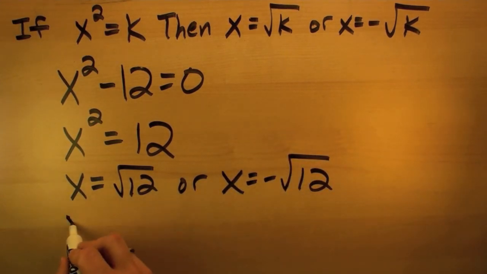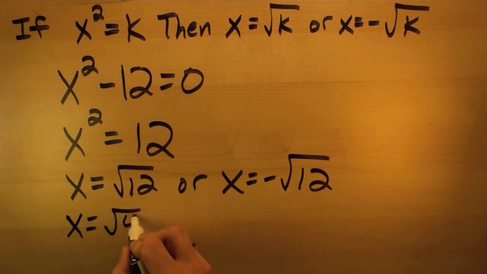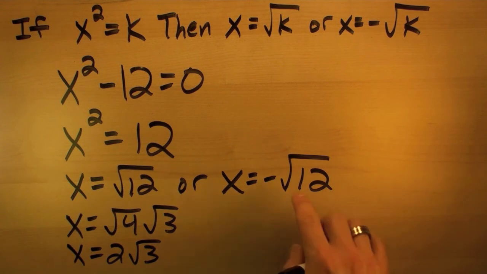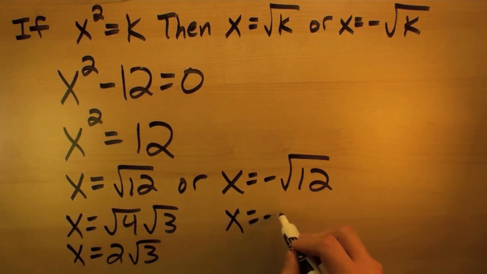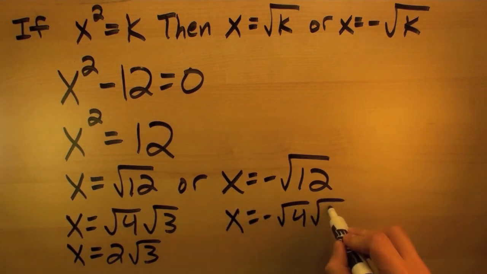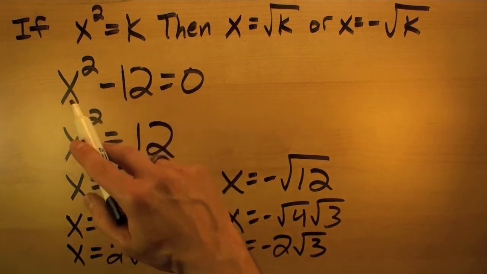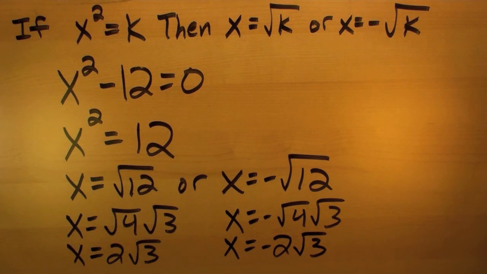In this case, x simplifies to square root of 4 times the square root of 3. The square root of 4 is 2, so we get x equals 2 root 3. Over here we get x equals negative square root of 4 square root of 3. Again, the square root of 4 becomes a 2, so we get x equals negative 2 root 3. Plug either one of those back into our original equation and they will both check out.